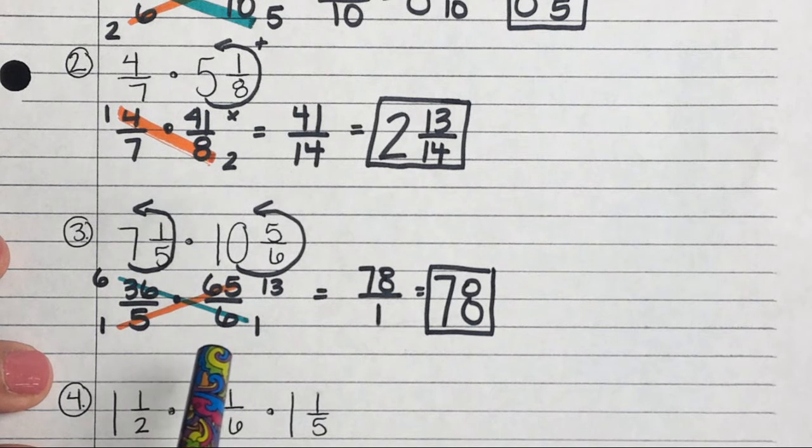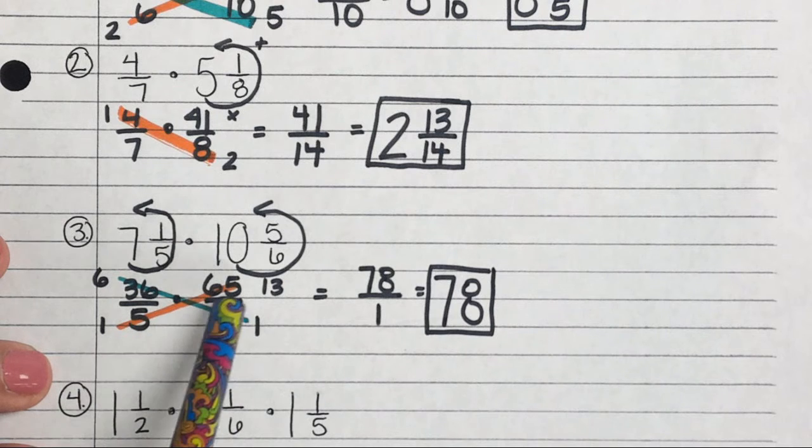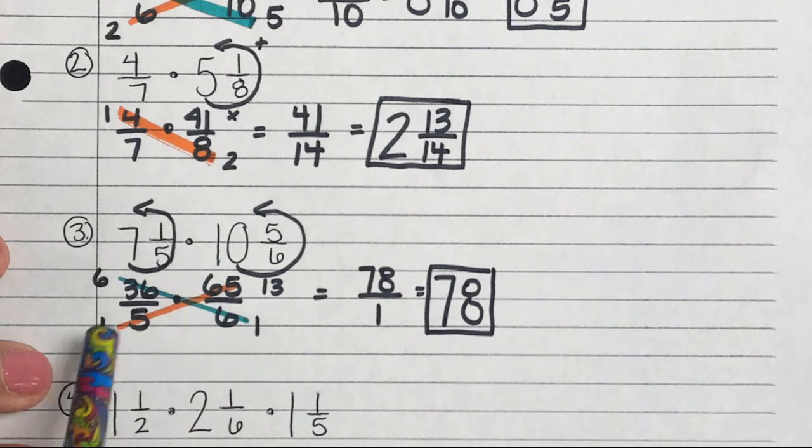Then we can cross cancel. 6 can go into both 6 and 36, 1 time and 6 times. And 5 can go into 65, 1 time and 13 times. Multiply straight across should give you 78. Think about it as simplifying diagonally.